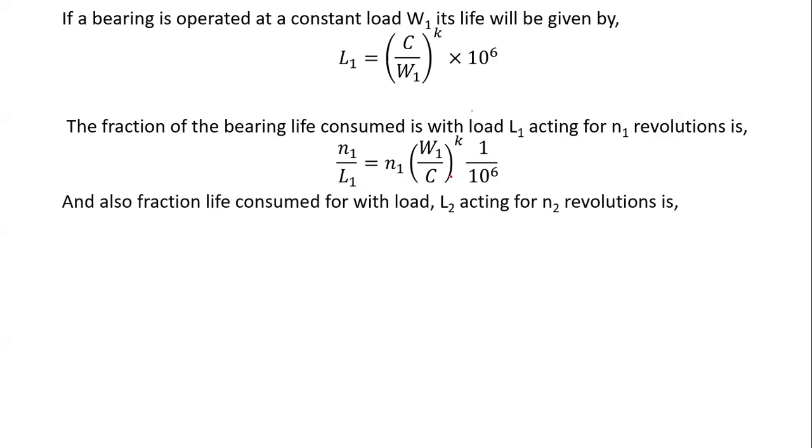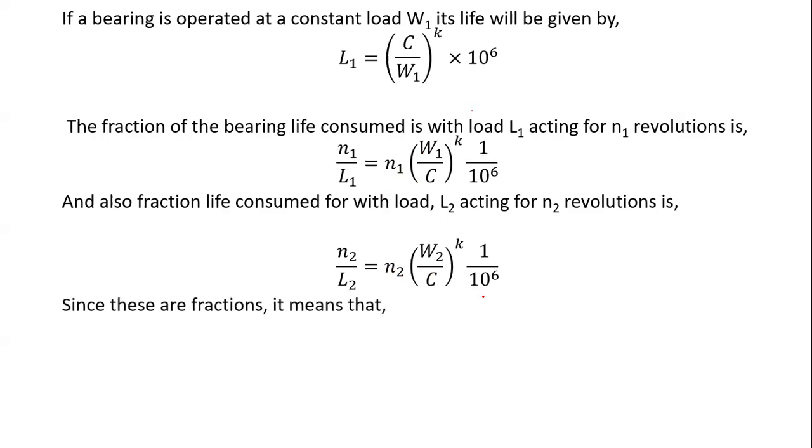Meaning that if I do the same and go to load number 2, which is for N2 revolutions, I'll just change where I have 1, I put 2. So I have N2 over L2 being equal to N2 times (W2 over C) to the power K, then 1 over 10 to the power 6. We can go on. We can also have about 3, 4, like that. Now, what are you seeing in this sequence?